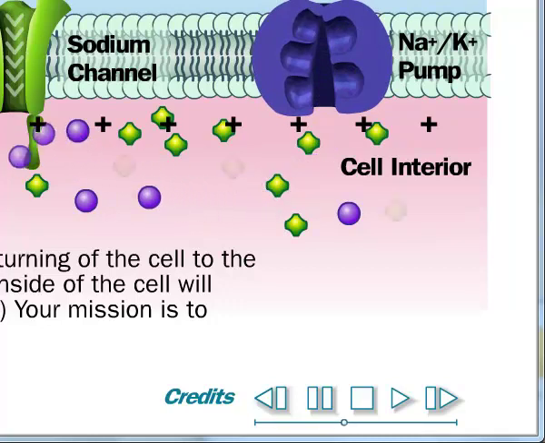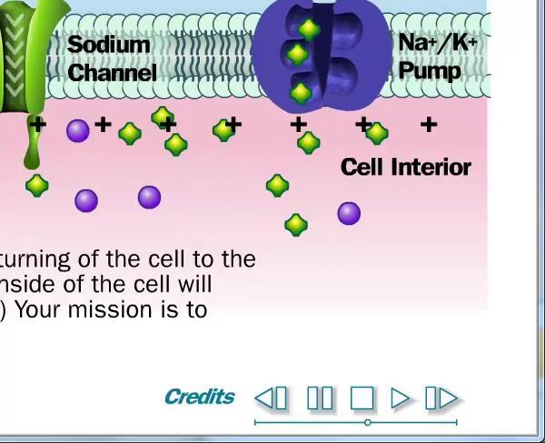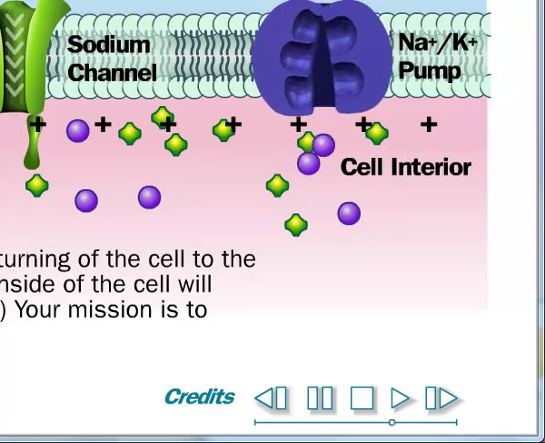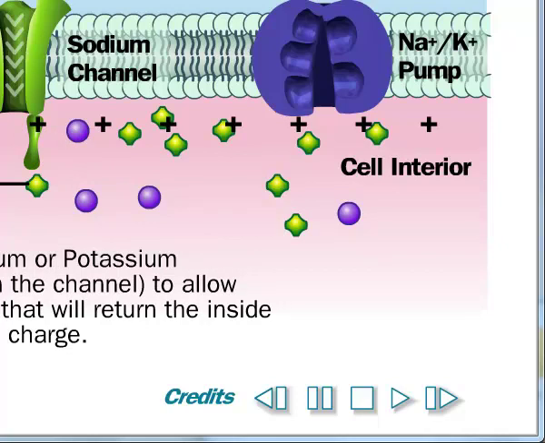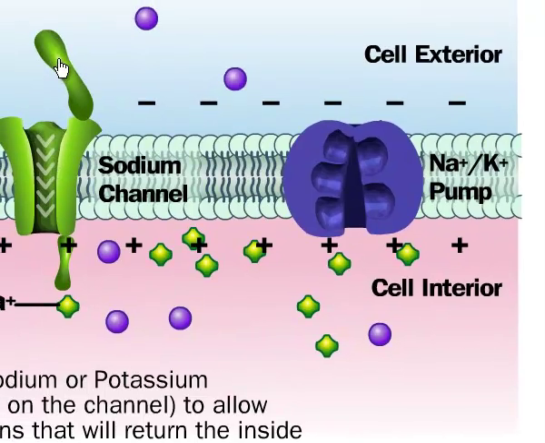Now, if we want to make the inside of the cell negative again, relative to the outside, we would have to move a different ion. So again, if we want this to be negative, that means we need to move potassium out of the cell and close this sodium channel. So I'm going to close this channel, and I'm going to keep this open, and that will cause potassium to flow out of the cell. Potassium is a positively charged ion, so as it flows out, it will create negativity on the inside, because if we lose positive charge, that creates a negative charge inside the cell.